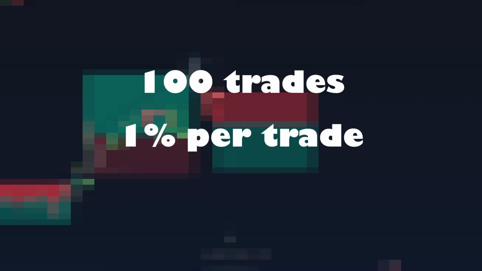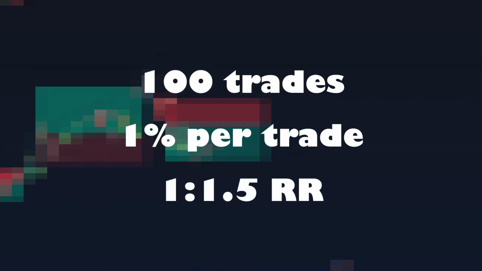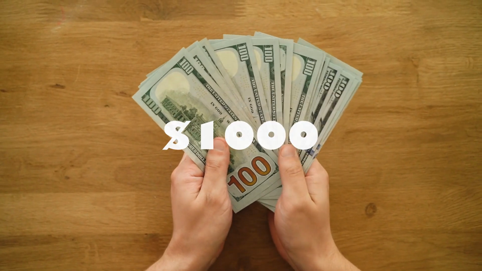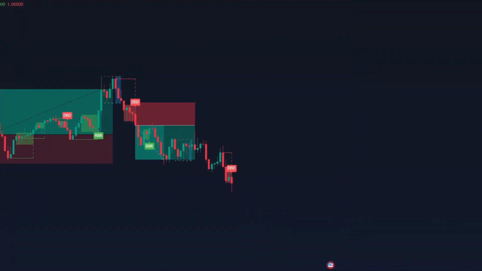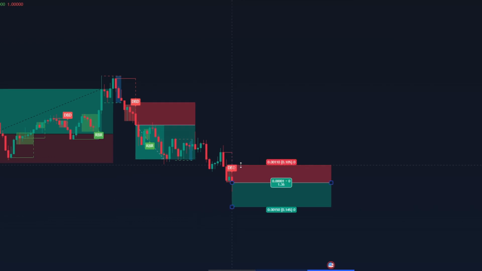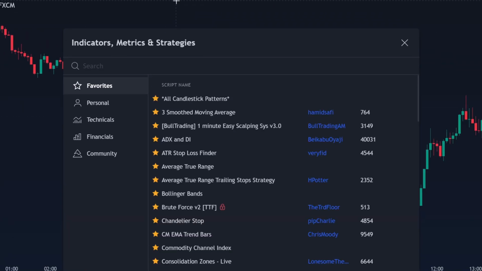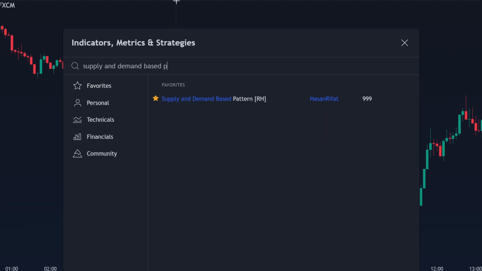I'll take 100 trades, risking 1% per trade with a 1 to 1.5 risk to reward ratio, starting with a $1,000 account. Let's get started right away by setting up the 2 free indicators on TradingView. First, open TradingView and click on the Indicators tab. Search for Supply and Demand Based Pattern and select the one created by Hassan Rafat.